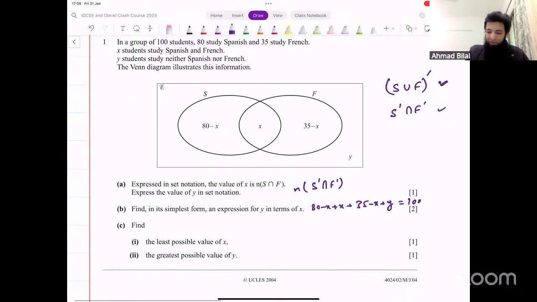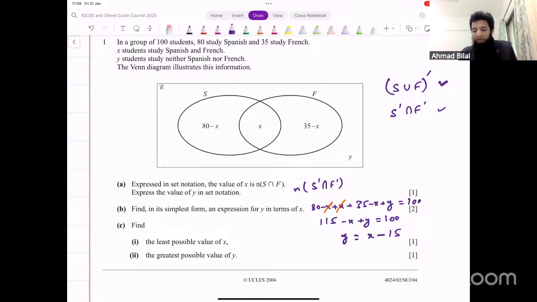And now we have to express Y in terms of X. What that means is Y needs to be the subject. So we keep Y on the left side, take everything else to the right. Minus X and plus X, they get cancelled. What are we left with? 115 minus X plus Y equal to 100. When 115 goes to the other side, you have 100 minus 115. So you have Y equal to X minus 15. That's what we get at the end.